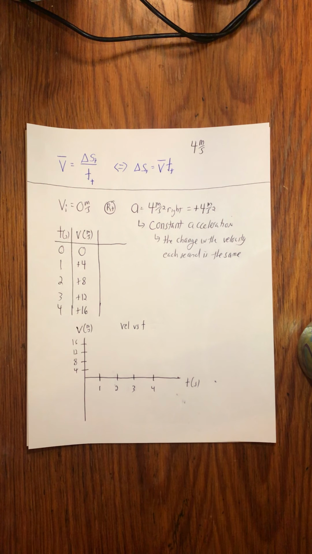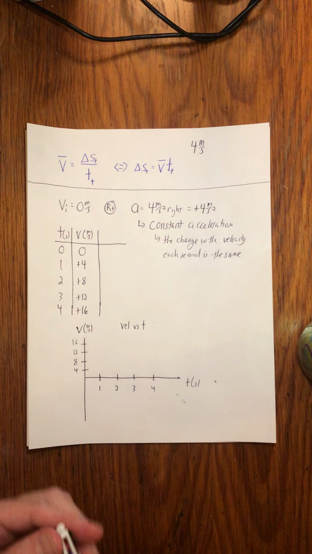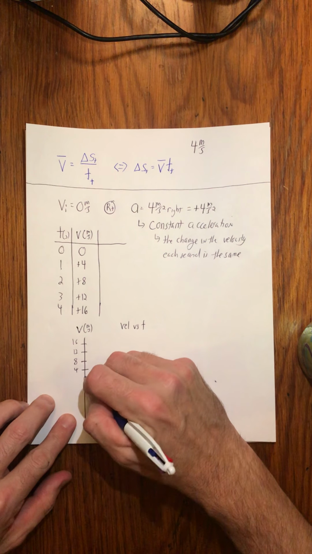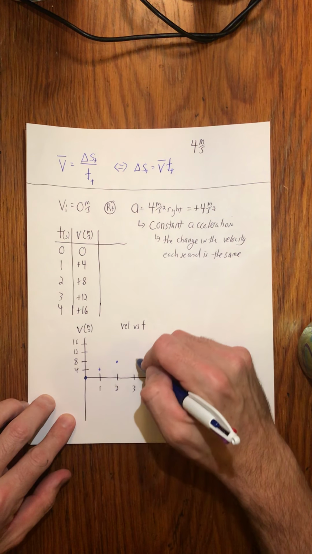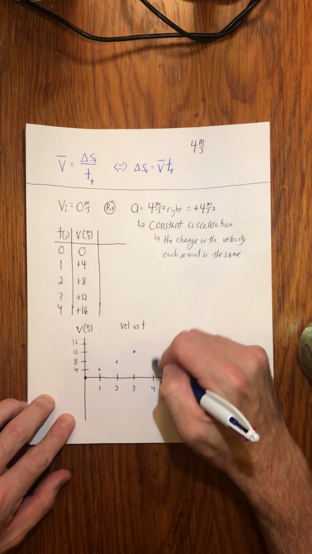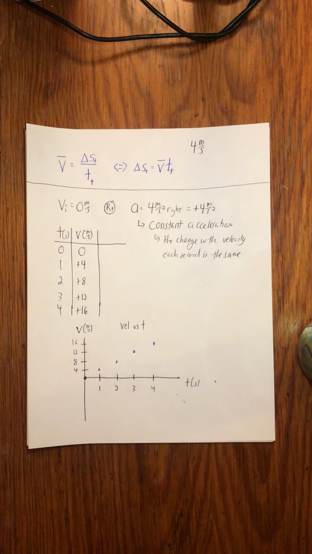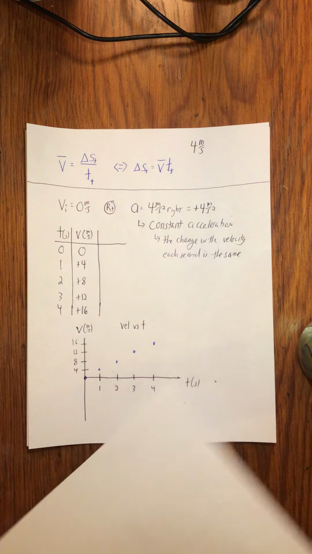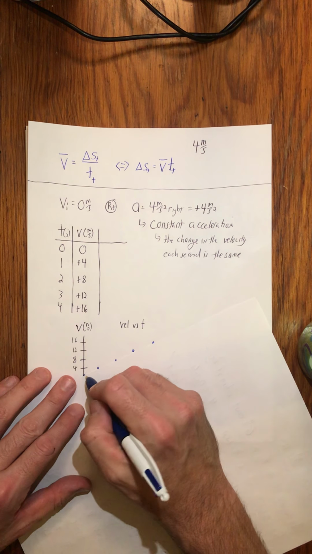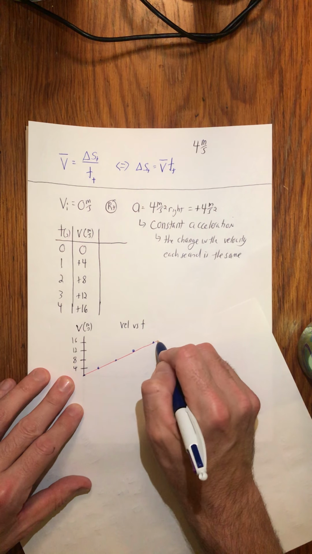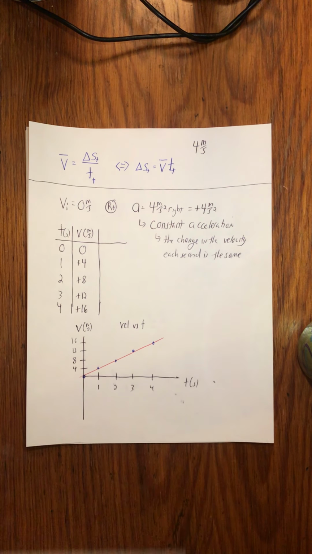So if I plot this now, okay, 0, 0, 1, 4, 2, 8, 3, 12, 4, 16. I think it's pretty apparent that what we seem to have here is a nice linear relationship. So I'm just going to take a piece of paper here as my straight edge, and I'm going to drop in my best fit line, which is actually a perfect line. Awesome. So there we go.